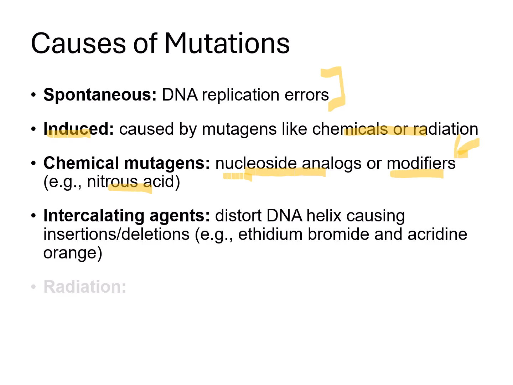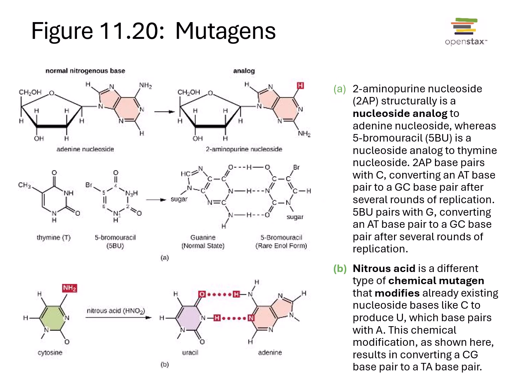We also have chemicals known as intercalating agents that distort our DNA helix because they kind of slide themselves into the helical structure, usually where the base pairs are hydrogen bonding. And these can often cause insertions or deletions because of that distortion in the shape of the DNA. And examples of intercalating agents include ethidium bromide or acridine orange. So let's take a closer look at those mutagens.